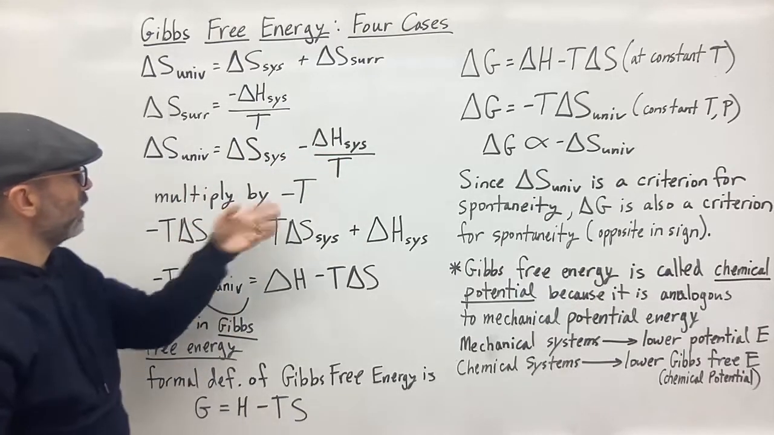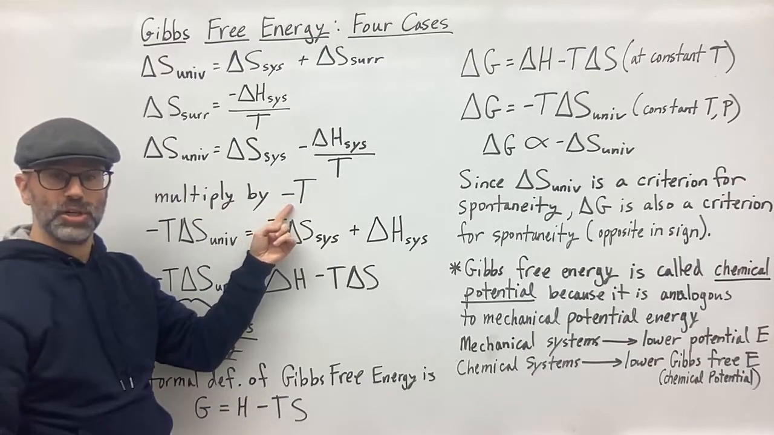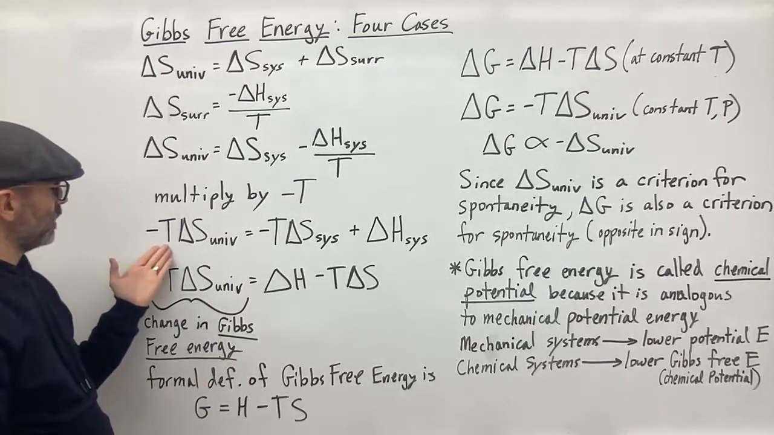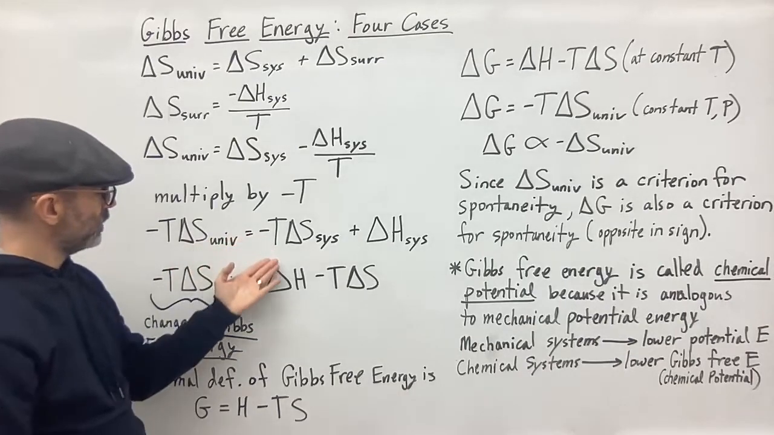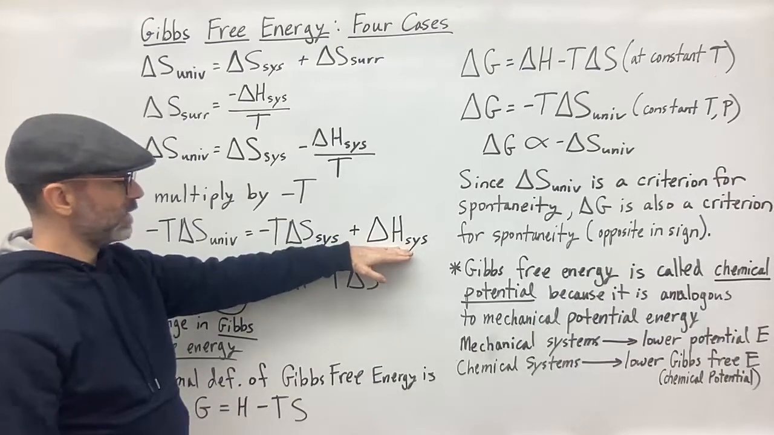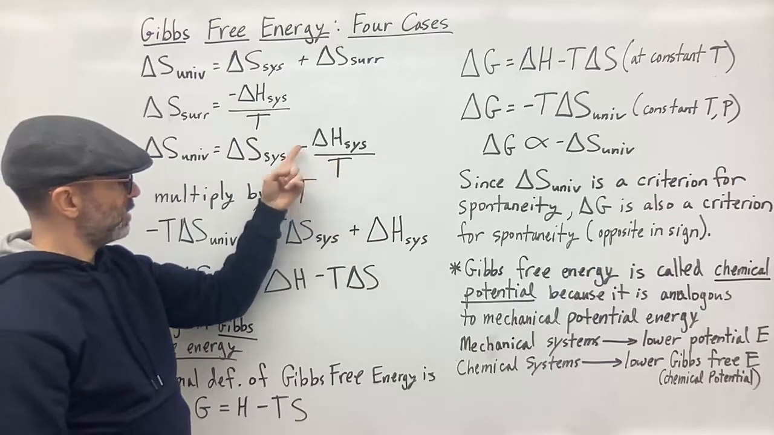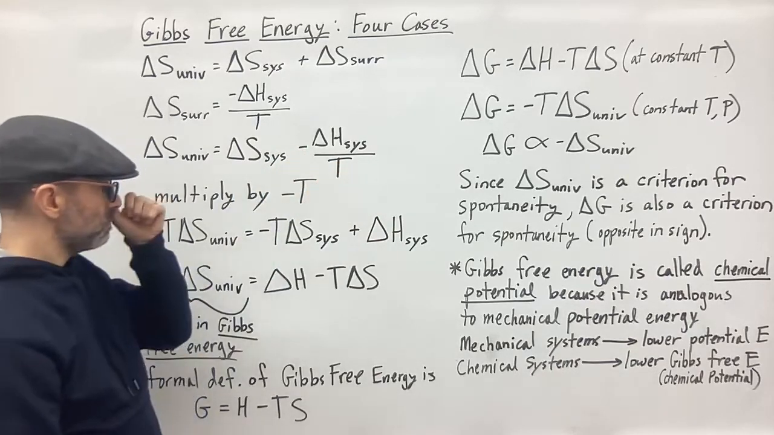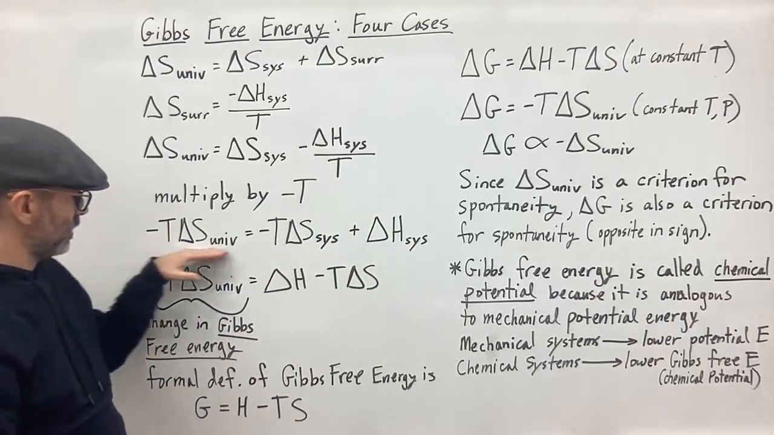So then what we could do is we can multiply the equation by negative temperature. So when we do that, we get negative T delta S of the universe equal to negative T delta S of the system plus delta H of the system. So when we multiply by negative T, the negative cancels out and the T cancels out as well. So this is our equation now.